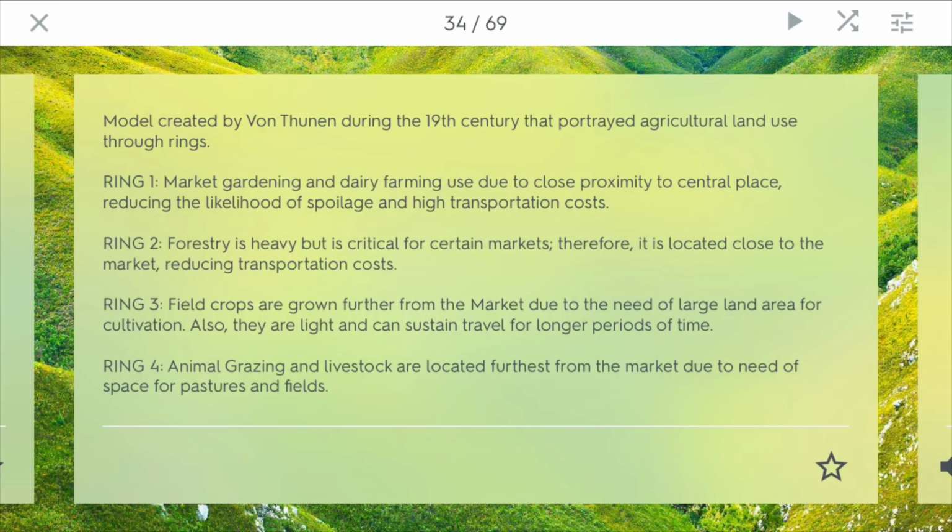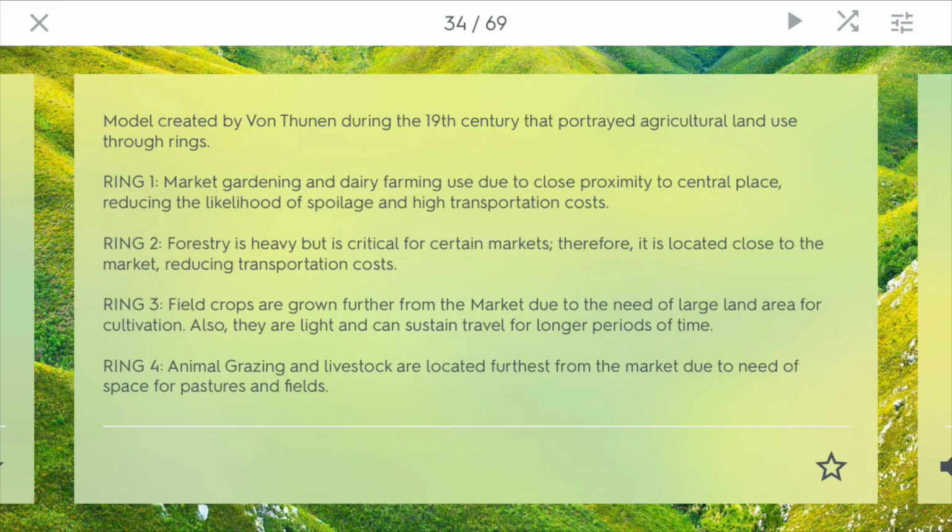Ring 2 is forestry. It's heavy, but it's critical for certain markets, so it had to be close to market, reducing transportation costs. Ring 3 is where all the field crops are grown away from a city. It's grown further from market because you need a lot of land to grow and cultivate all these products. And also they are light, so they can travel farther cheaper. And they can also stay for a much longer period of time, of course.